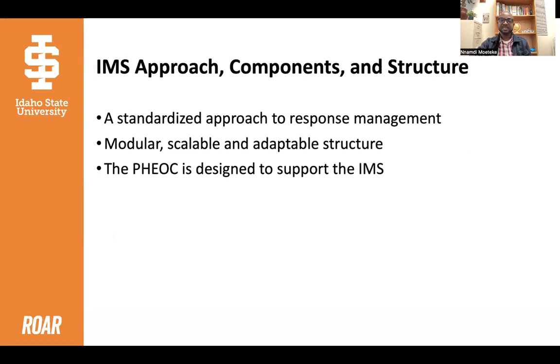And so IMS has standardized components that are flexible as the organizational structure expands or reduces in size to address changing requirements. And the IMS structure is adaptable to changes in demand without the need for reconfiguration of its basic structure. So the operational structure of the Public Health Emergency Operations Center is designed to support the incident management system.